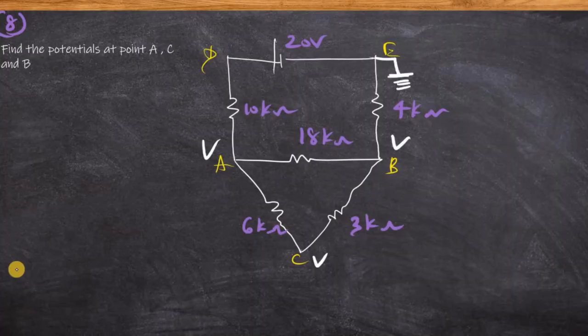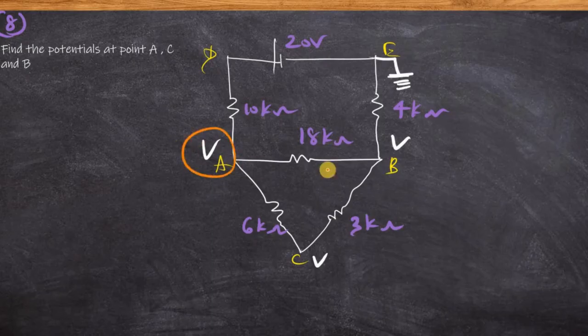Alright students, we are moving into the 8th question. So it's a bit of a different question. Find the potential at points A, C and B, and they have given the potential, it's grounded here at point E. Actually they are asking us to find point potentials. Try the question first, try to get the answer, then go through the explanation. Alright, let's get into the question now.